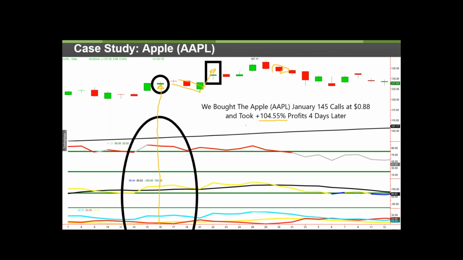What I love about it is that we're not committing a lot of capital. To control Apple stock worth more than 12 and a half grand, we're paying 88 bucks per contract per 100 shares.